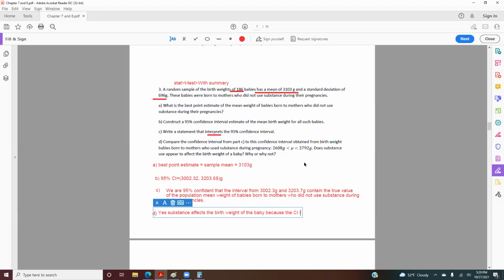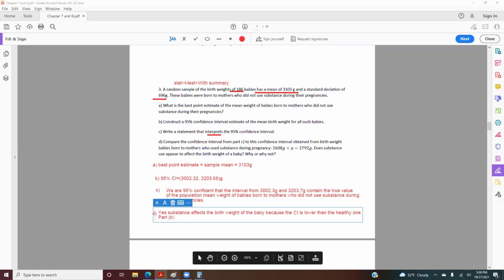The confidence interval is lower than the healthy ones, which is found in part B. So in this case, you just compare this and you find out that this is actually way lower than this. This is why we say that the mother using substances will affect the birth weight: this confidence interval is lower than the one that you found in part B. This is for the healthy ones that do not use any substance.